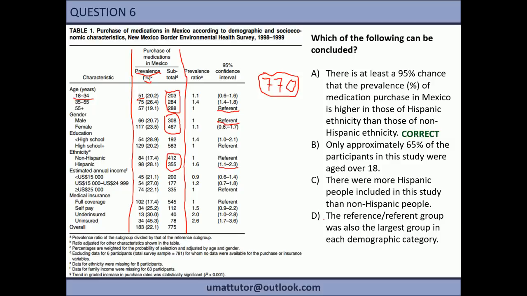And finally, the reference group was the largest group in each demographic category. Well, it seems to be in almost every case, except for this one here, the gender group, where you can see the reference group here is the male group, even though the subtotal number is lower than the female group. So there were more female participants in the study, but the reference group was still taken as the male group, and for that reason option D is incorrect.